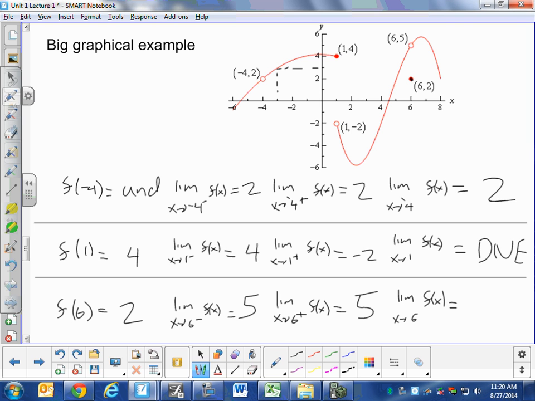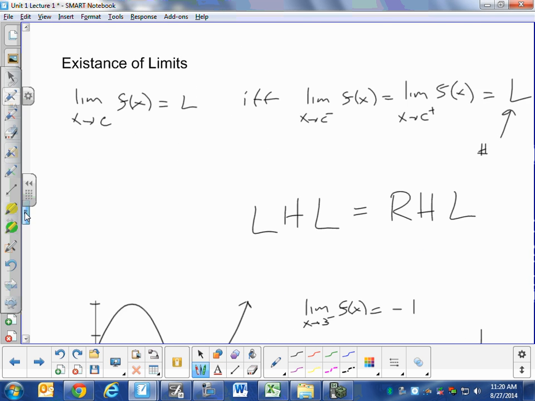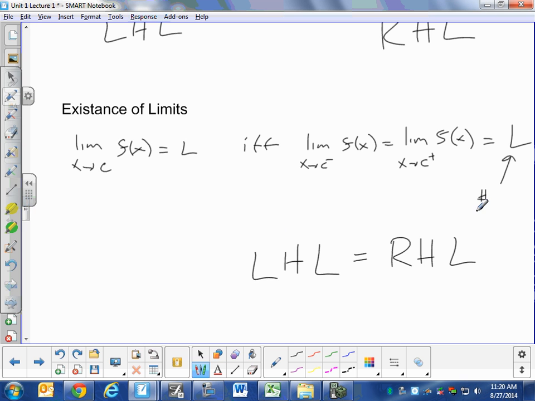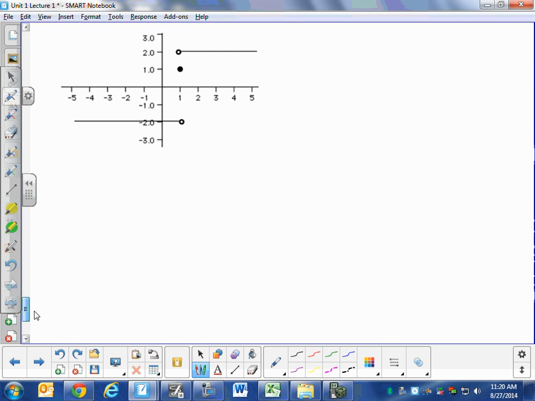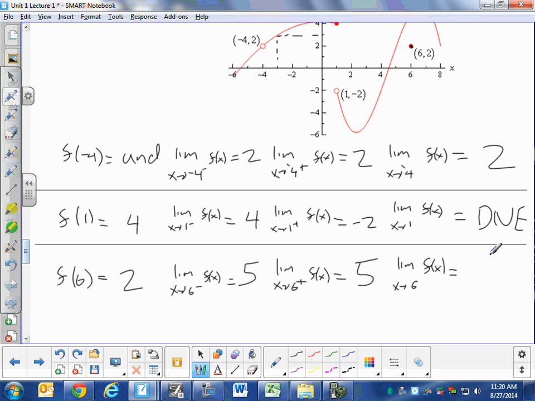Now, Mr. Jones, if the left-hand limit equals the right-hand limit, does the limit at 6 in general exist? Yes. The left-hand limit equals the right-hand limit. The limit exists, and it is 5 at that location. Okay?